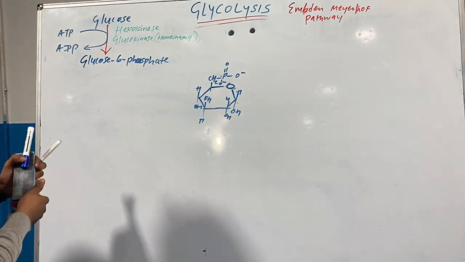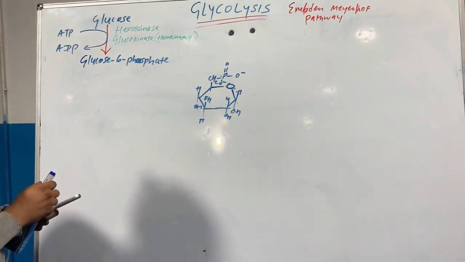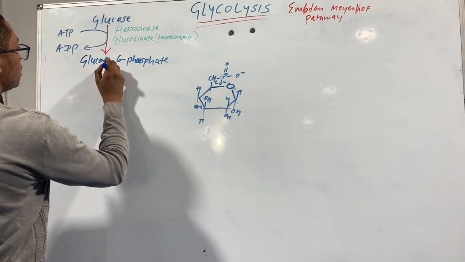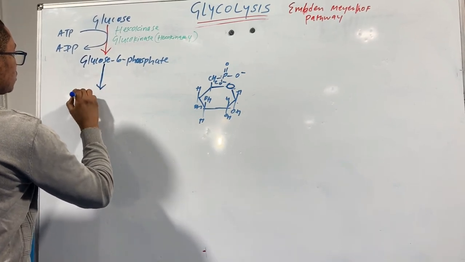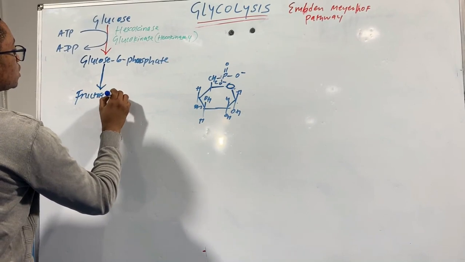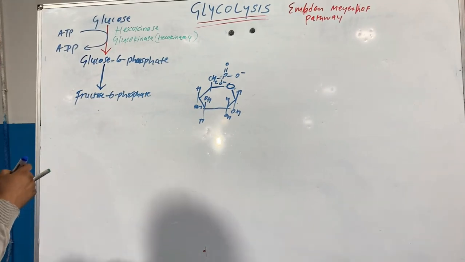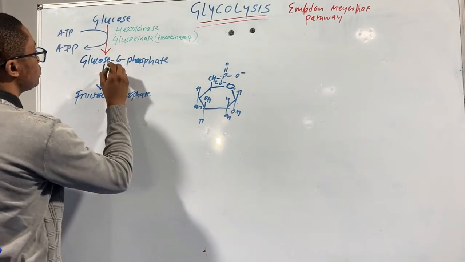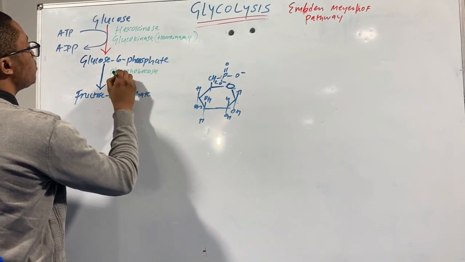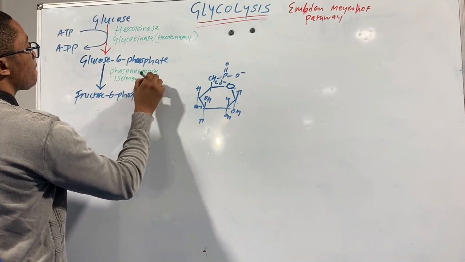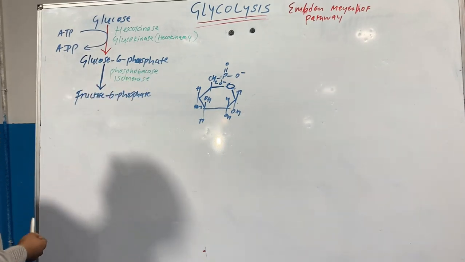All right. So now glucose 6 phosphate will now undergo isomerization. Okay, it will be isomerized into fructose 6 phosphate. And the enzyme that catalyzes this reaction is called phosphohexose isomerase, which catalyzes the isomerization of glucose 6 phosphate into fructose 6 phosphate.